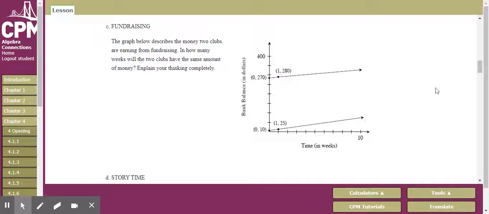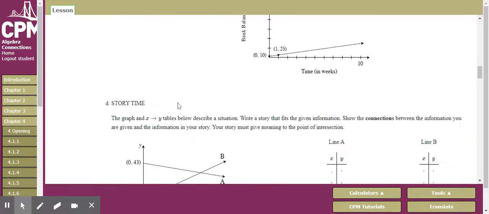For problem C, you notice these lines almost look parallel, but they aren't. And so you know that way off in the distance, they're going to cross. It's going to take a really, really long time to make that graph. So you're probably going to want to look at an equation for this one and use the equal values method.